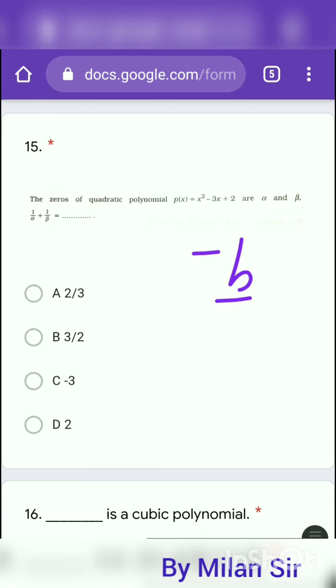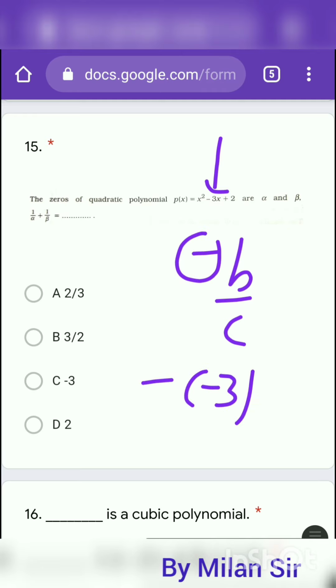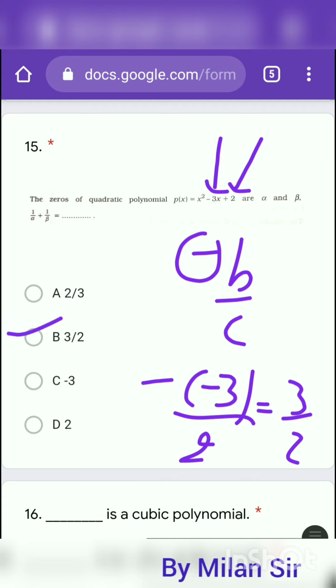Minus b by c. Now b is 3, right? Here this minus sign is as per the formula, but 3 itself has a negative sign. So minus of minus 3 divided by c, which is 2. So minus minus plus, 3 by 2. So our answer is 3 by 2, option B. Okay, so in this way even we can find the answer. So here option B is the final answer.